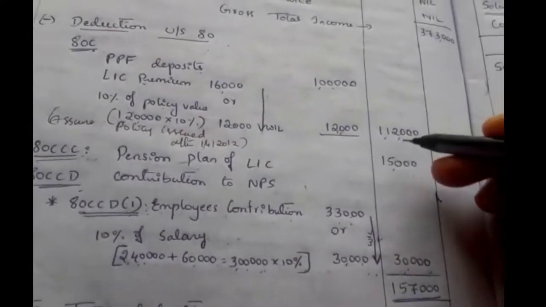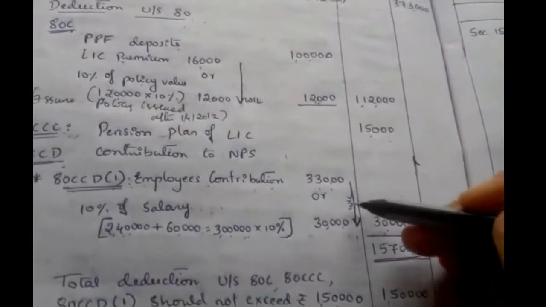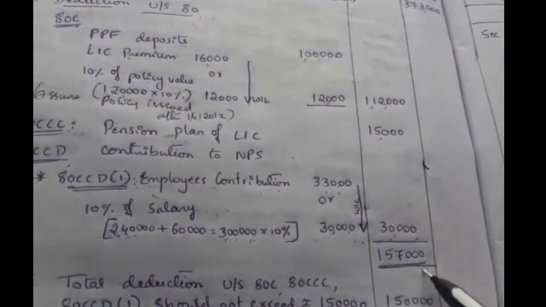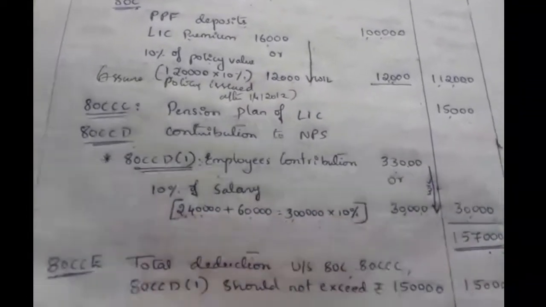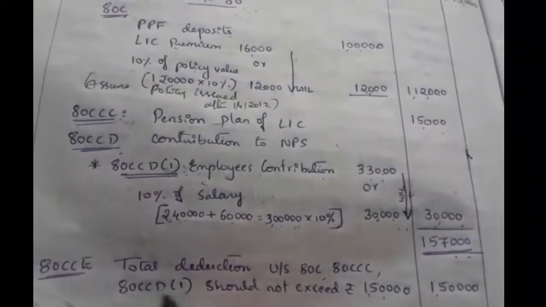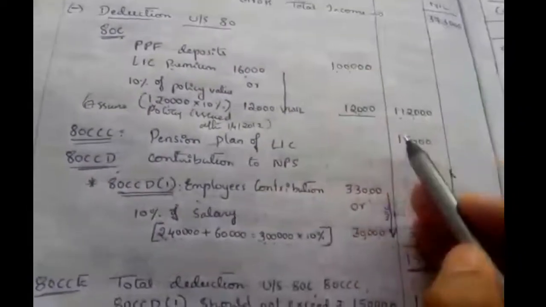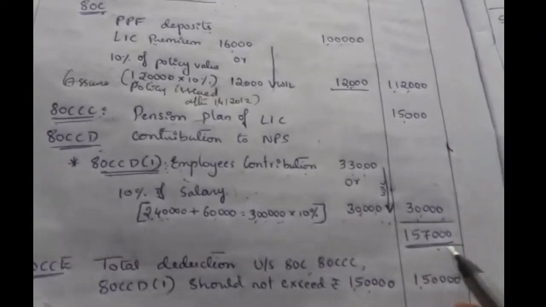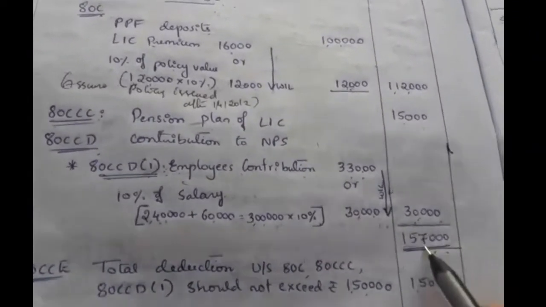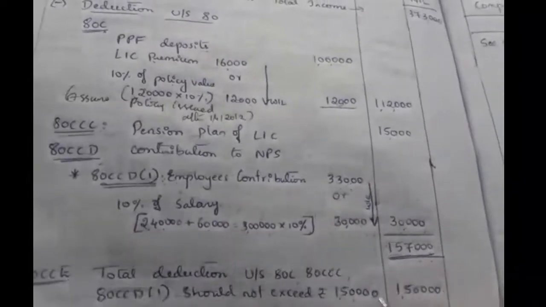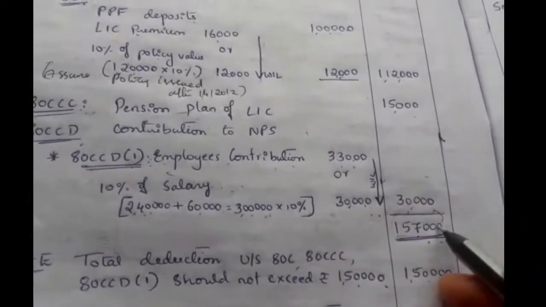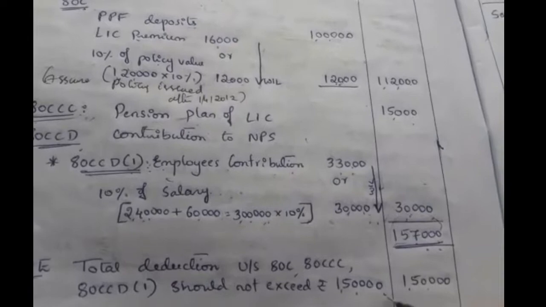Now, what is the total deduction under 80C, 80CCC, and 80CCD 1? It is 1,12,000, 15,000 and 30,000, total 1,57,000. We have to total this because as per 80CCE, it says that the total deduction under sections 80C, 80CCC and 80CCD 1 should not exceed 1,50,000. It should not exceed 1,50,000, means we have to claim up to 1,50,000 only, not more than that. So his total contribution is 1,57,000, but we can claim deduction up to 1,50,000.